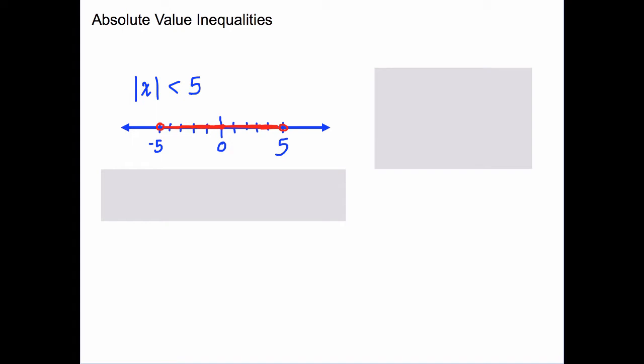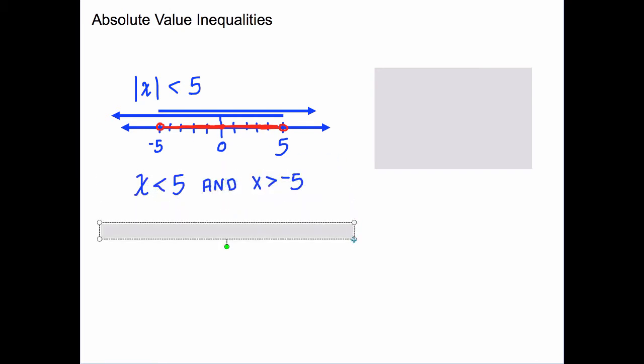Now we can also look at this as a combination of two inequalities, a compound inequality. This is a combination of the numbers that are less than 5 and also the numbers that are greater than negative 5. So if we take all of the numbers that are both less than 5 and greater than negative 5, we've expressed the meaning of the absolute value of x is less than 5. And this is the way we'd write it: x is less than 5 and x is greater than negative 5.